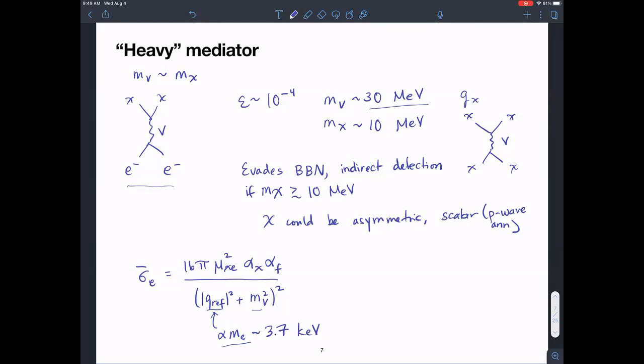And if you plug all these numbers in, you're going to get a cross section of about 10 to the minus 37 centimeters squared. Oh, there's a question? Yeah, thanks. For the scalar case, does it have to be P-wave suppressed because of that self-interaction?